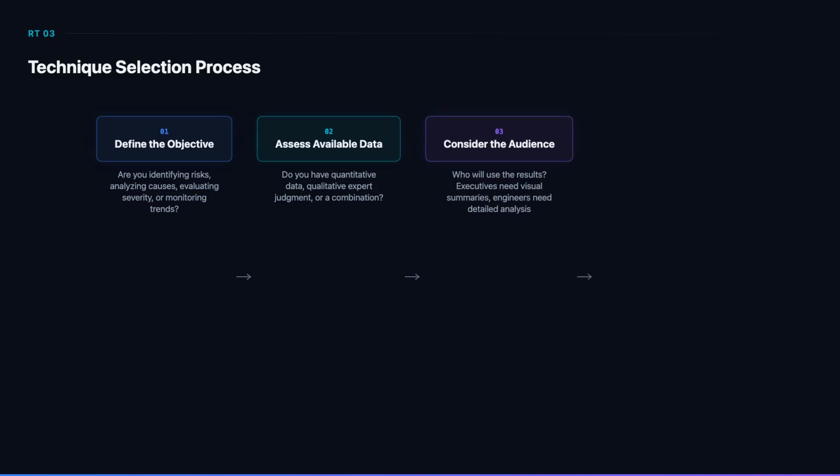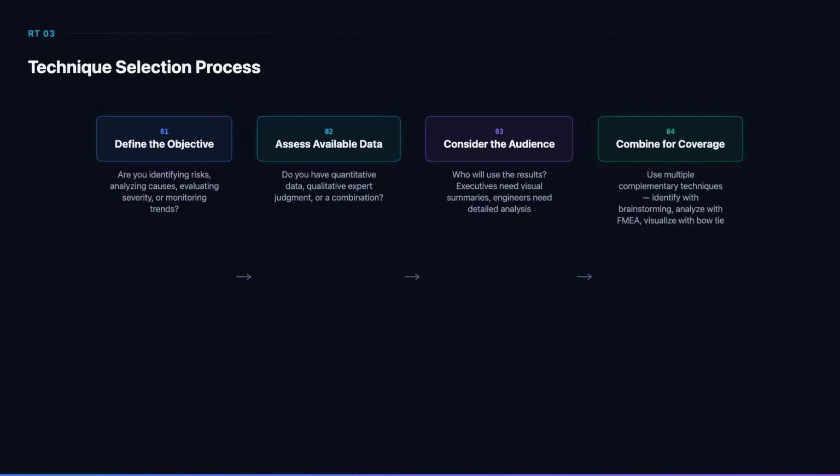Consider who will consume the results. Executives and board members respond to visual techniques like risk matrices and bow ties. Engineers and process owners need detailed techniques like FMEA and fault trees. Risk committees need both, summary views for prioritization and detailed analysis for decision-making. Choose techniques that communicate effectively to your primary audience.